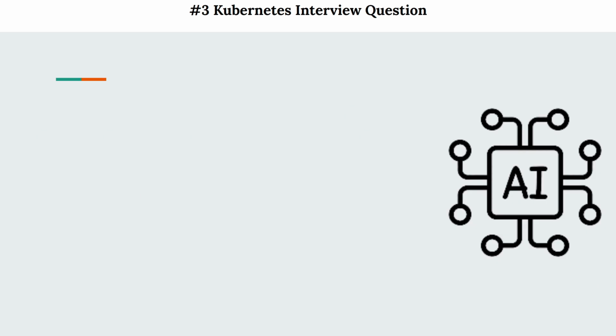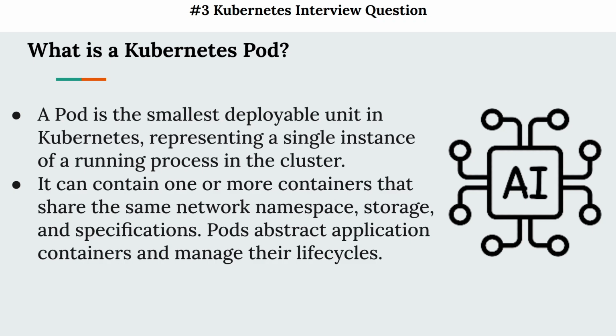Let's move to the third question. What is a Kubernetes pod? Let's see the answer. A pod is the smallest deployable unit in Kubernetes, representing a single instance of a running process in the cluster. It can contain one or more containers that share the same network namespace, storage, and specifications. Pods abstract application containers and manage their life cycles.